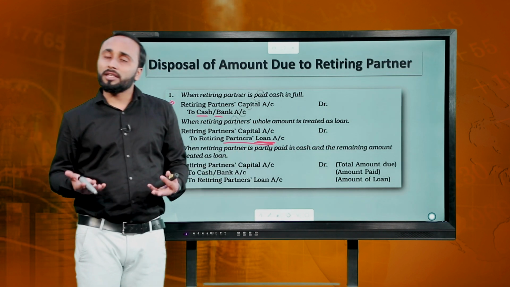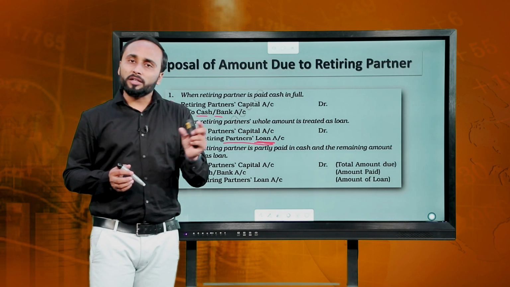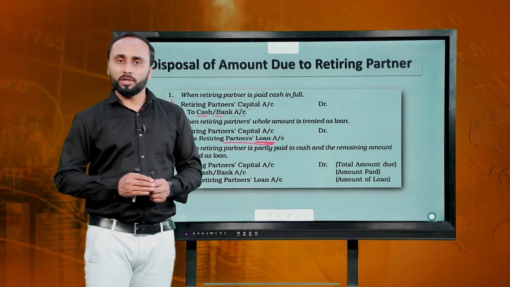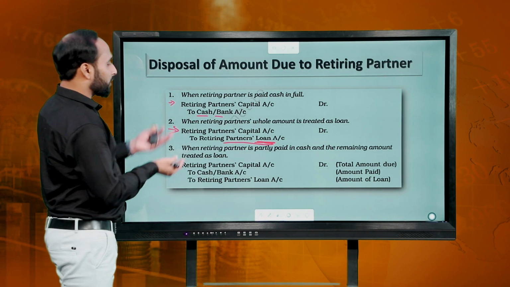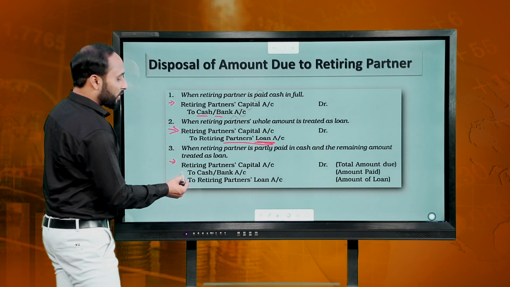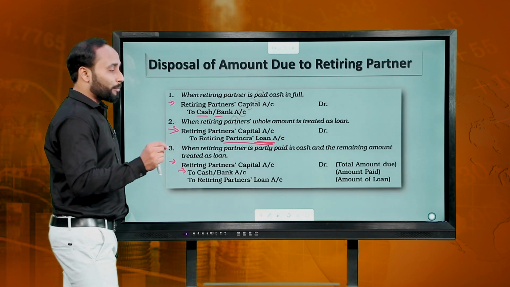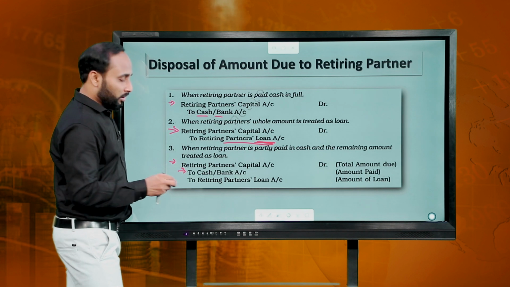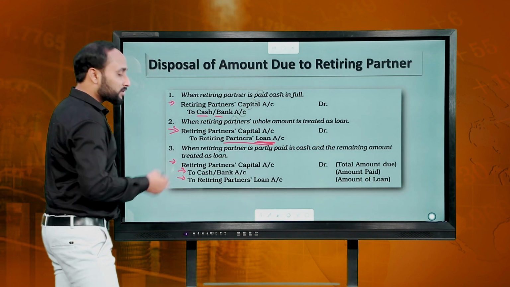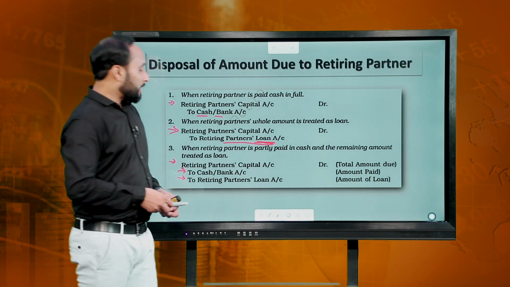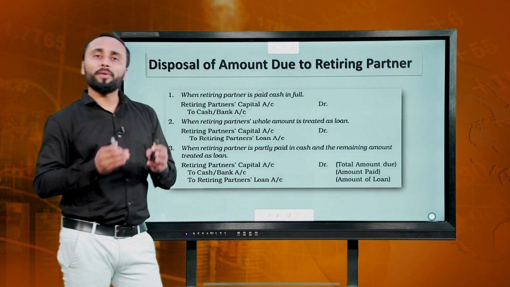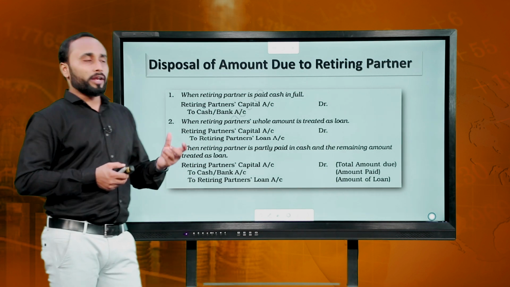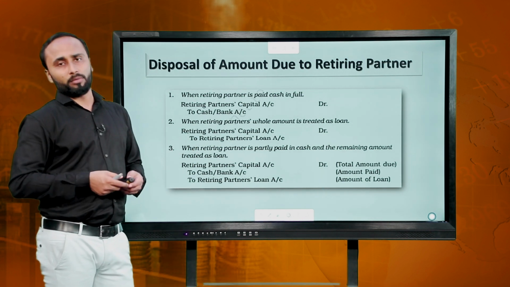And there can be another scenario where we make certain payment and we transfer the rest of the amount to the loan account. In that case, we'll combine the entries. We debit the partner, we credit the cash for that amount which we are paying to that partner, and for the amount that we are not paying right now, we credit the partner's loan account. Right? That is how you make the due payment to the partner on his retirement. You dispose of the amount, right?